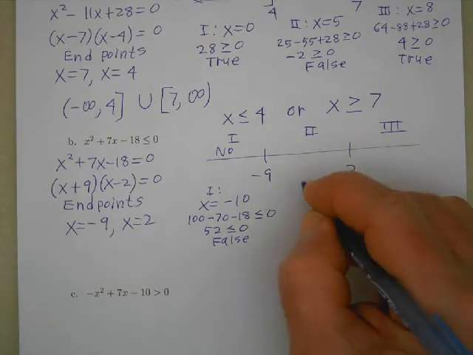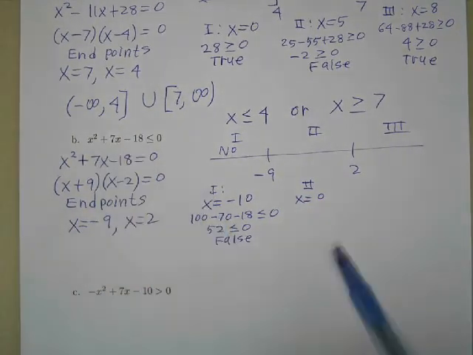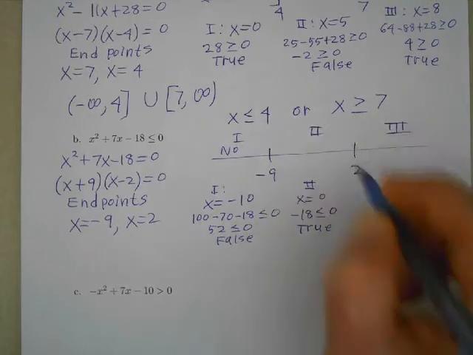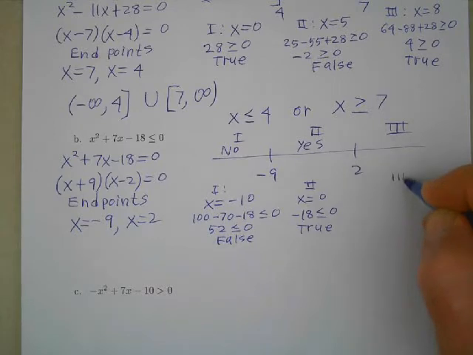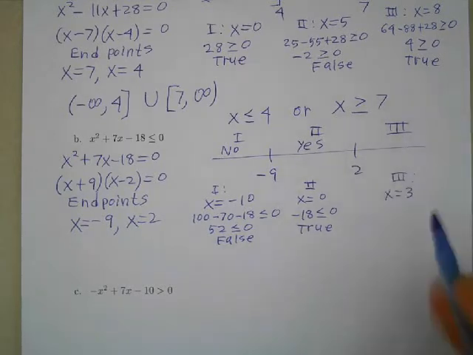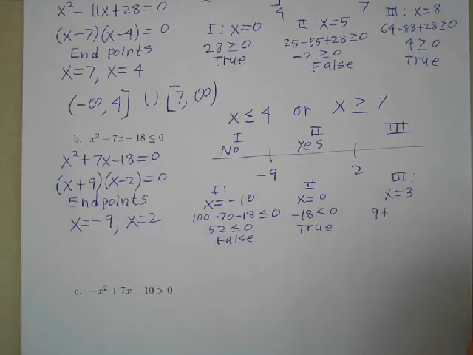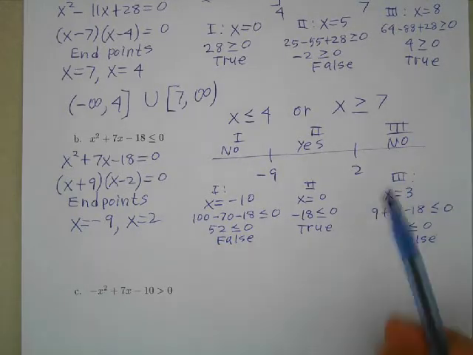In the second interval, we could pick x to be 0, replace every x with 0 in the inequality, and then we're left with negative 18 less than or equal to 0. That's true. So yes, all of the numbers between negative 9 and 2 are solutions. And in the third interval, we can pick x to be 3, and then replace every x in the inequality with 3. 3 to the second is 9, and then we're adding 7 times 3 is 21 minus 18, less than or equal to 0. So 30 minus 18 is 12, but 12 less than or equal to 0 is false. So none of the numbers from 2 to infinity are solutions.